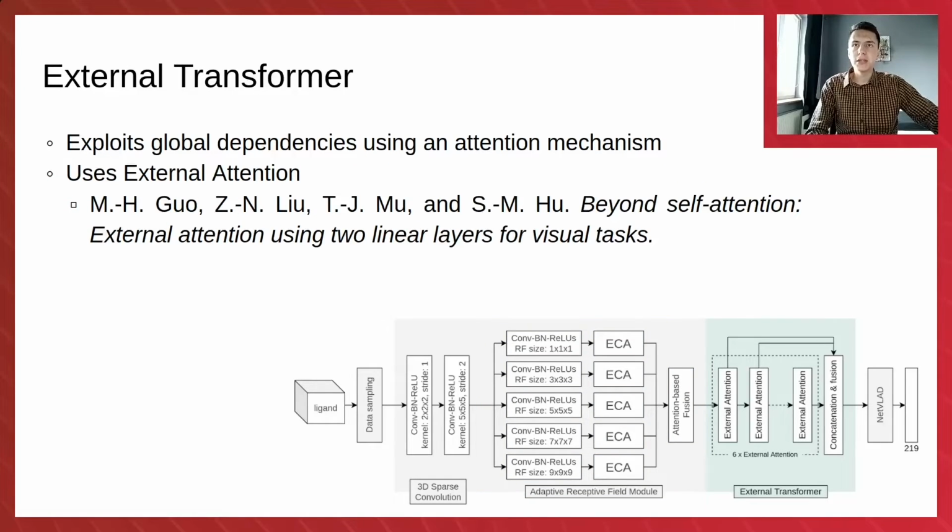External transformer is a module that exploits global dependencies using 6 serial self-attention layers. In order to improve efficiency, yet another attention version is used, namely external attention. It uses external learnable memory units as keys and values. Thus, the number of parameters is significantly reduced. It also allows controlling space complexity, as it is possible to manipulate the sizes of keys and values. If you want to know more about external attention, please see the reference on the slide.